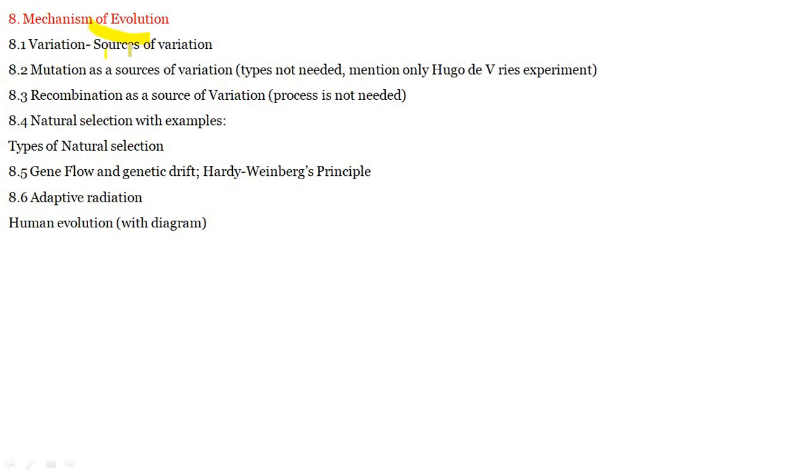Mechanism of evolution, variation, sources of variation, mutation as a source of variation. Types are not required, mention only the Hugo de Vries experiment. Recombination as a source of variation, process is not needed. Natural selection with the examples.